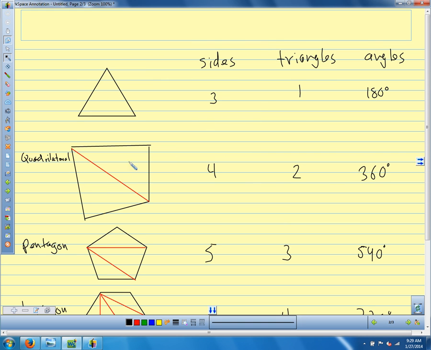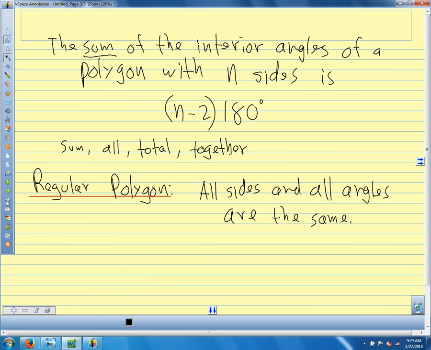Let's go back here. Four sides, how many angles are in the polygon? Four. Pentagon, how many angles? So the same number of sides as angles, right? If all of the angles are the same, and all of them together add up to this, how would we find what one of them is? Divide by the number of angles, or the number of sides.